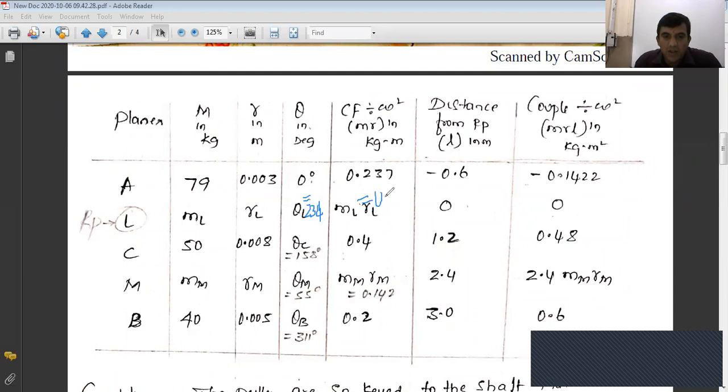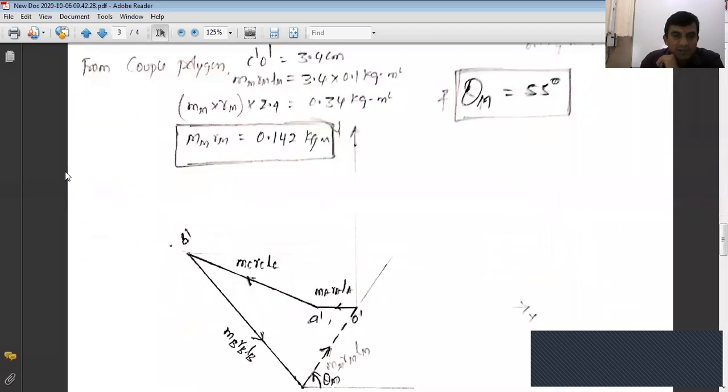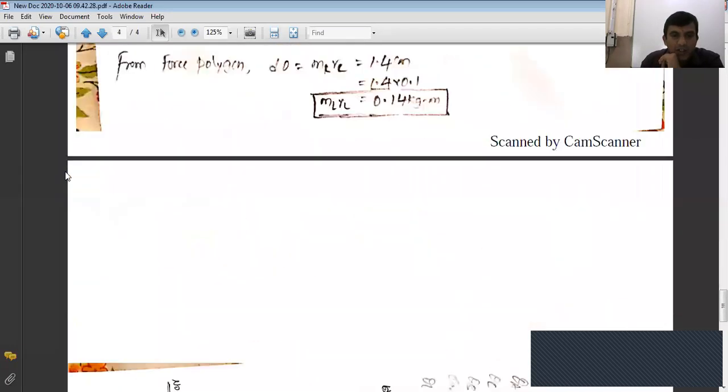M L R L I got 0.14. Right? Now what is our aim? Our aim is to calculate the dynamic reaction, dynamic forces. Dynamic force is also nothing but a centrifugal force. What is the general formula for centrifugal force? m r omega square. Centrifugal force is nothing but m r omega square.